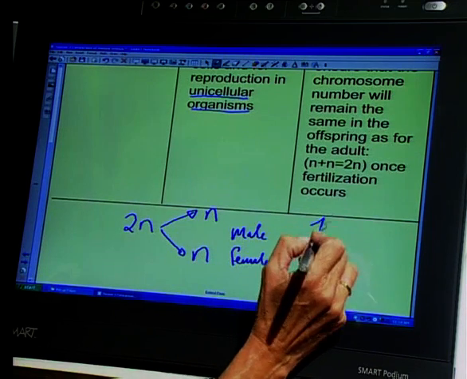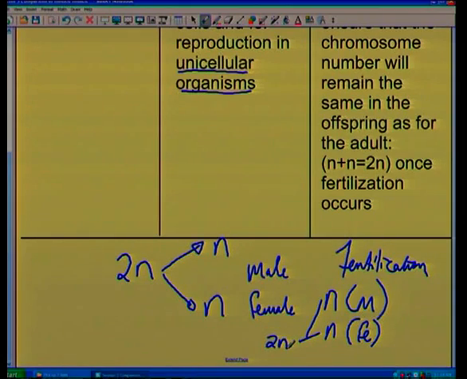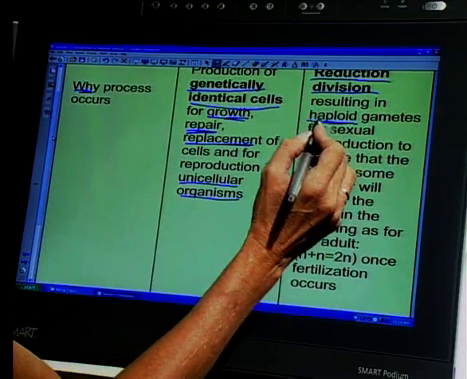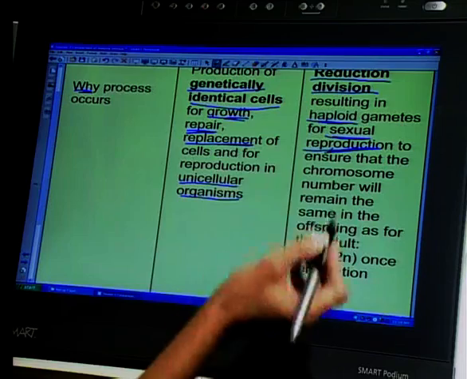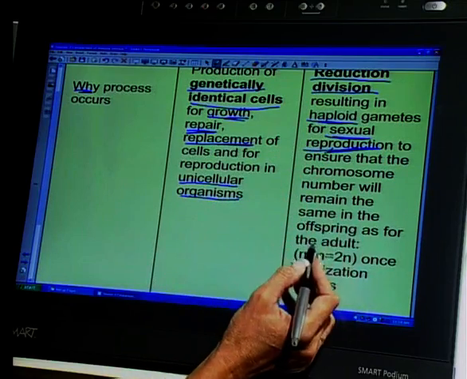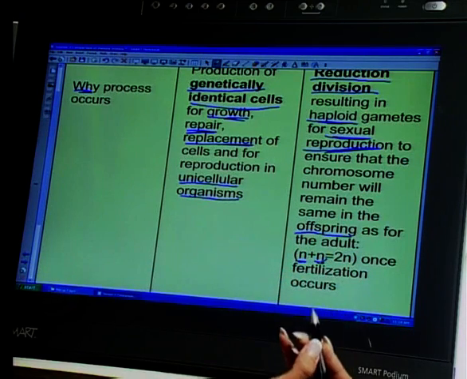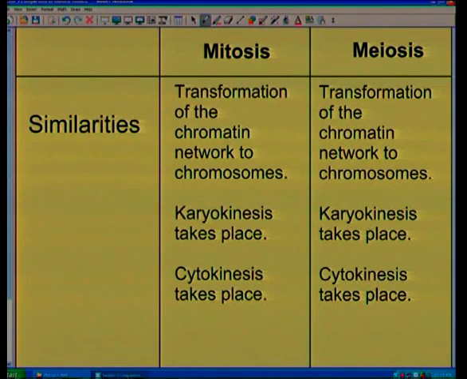Now, during fertilization, what are we going to have? We're going to have the N from the male and the N from the female, okay? And that's going to join to go back to 2N. So let's have a look at this whole process. It's reduction division resulting in haploid gametes. Why? For sexual reproduction, so that your chromosome number remains the same when you have the offspring. So we have a haploid gamete from mommy, a haploid gamete from daddy, and we end up with our diploid new little offspring.